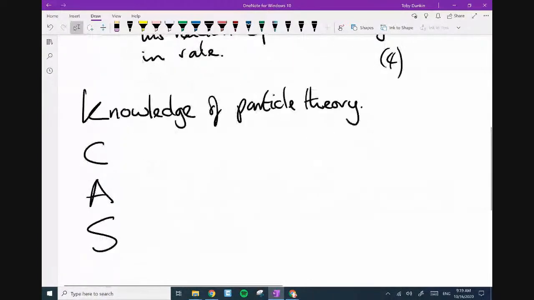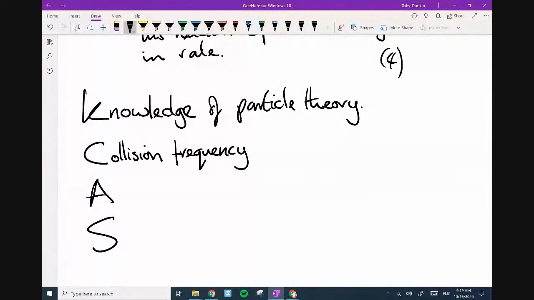Next one, the C stands for collision frequency. Now, some people like to add in the F into KCAS. I don't like it. Don't like it at all. So just collision frequency. This is why it does need practice. So this is how frequently the particles are colliding.